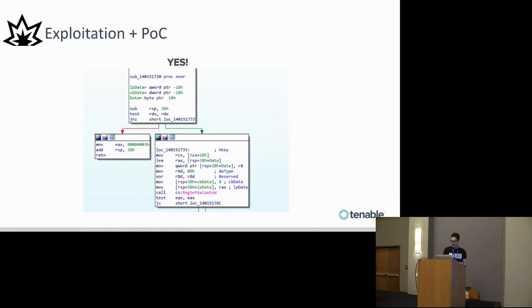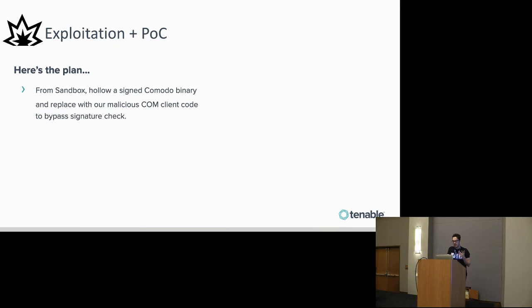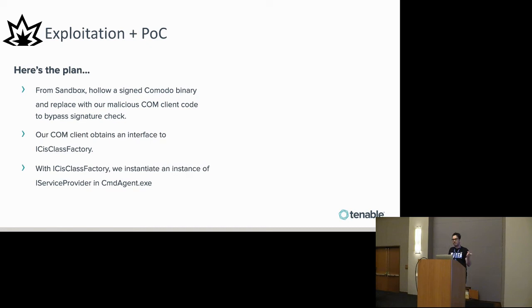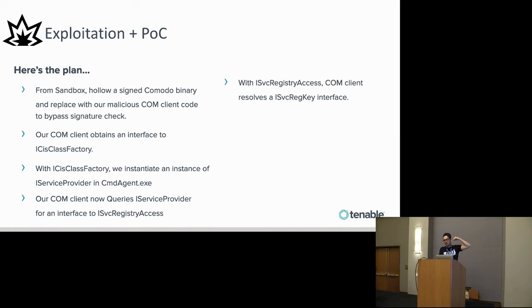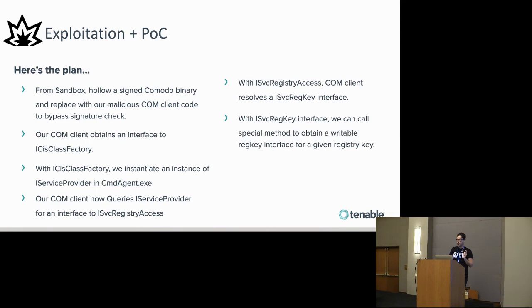So here's the plan now. With all this that we have, from a sandbox, we hollow a Comodo-signed Comodo binary and replace it with our malicious COM client code to bypass the signature check. With our COM client, we obtain an interface to the ISIS class factory. And with the ISIS class factory, we instantiate an instance of IServiceProvider in cmdagent.exe. Our COM client now queries IServiceProvider for an interface to ISPC registry access. With ISPC registry access, the COM client resolves an ISPC reg key interface. And now that we have an ISPC reg key interface, we can call a special method which will obtain a writable reg key interface for a given registry key. Finally, we invoke COM methods in CMD agent to actually do the registry write.